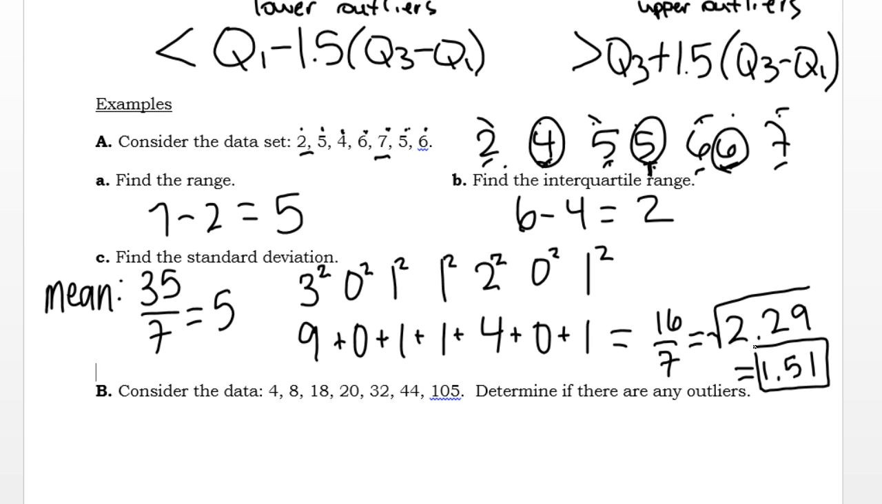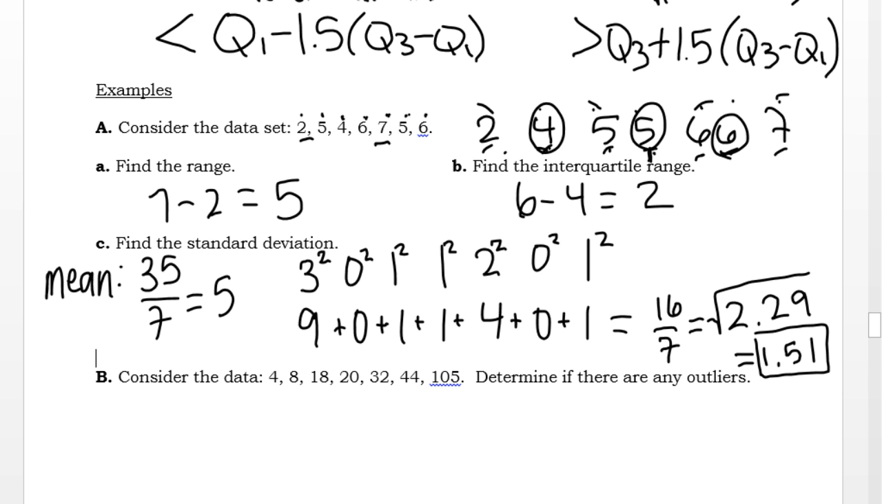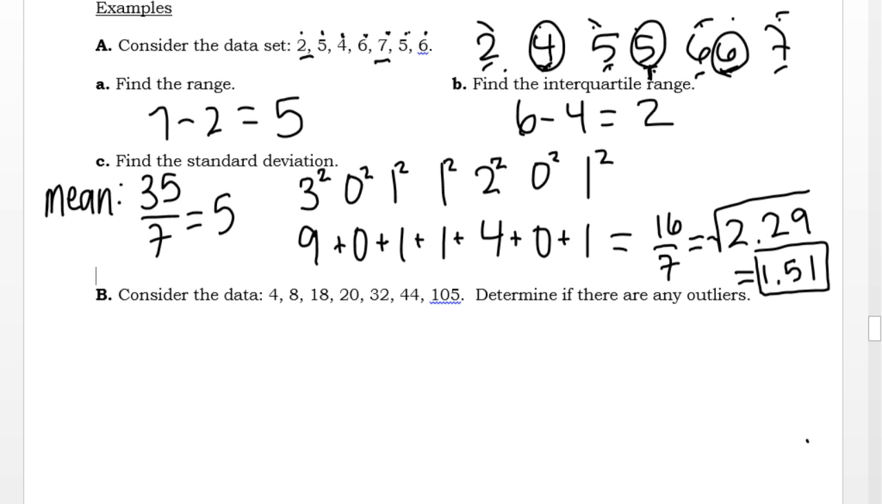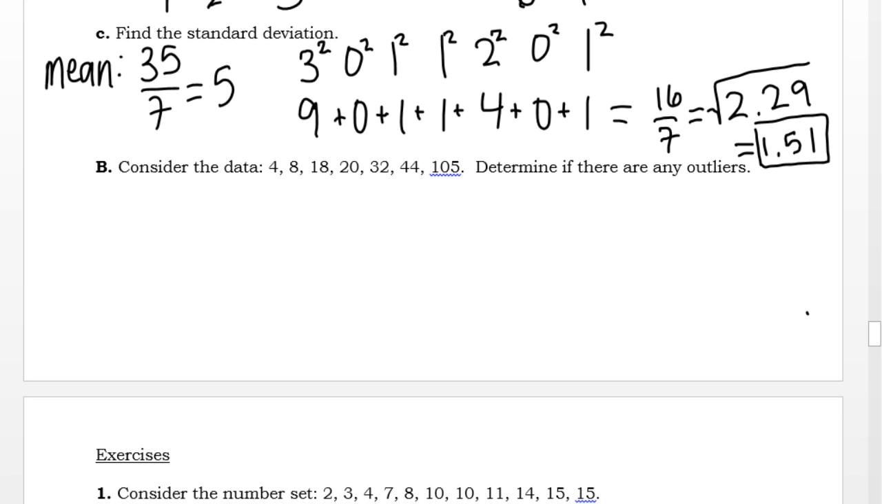Letter B says, determine if there are any outliers. So that's asking, are there any data values that are significantly different from the rest? And 105 seems pretty out there, but we'll go through the calculations just to be 100% sure. So I need my quartiles. I think I messed that up. Okay, quartiles.